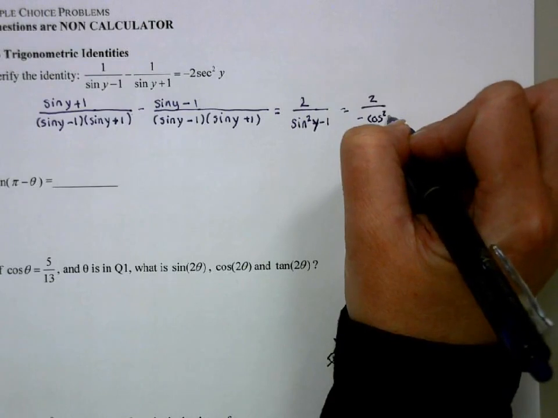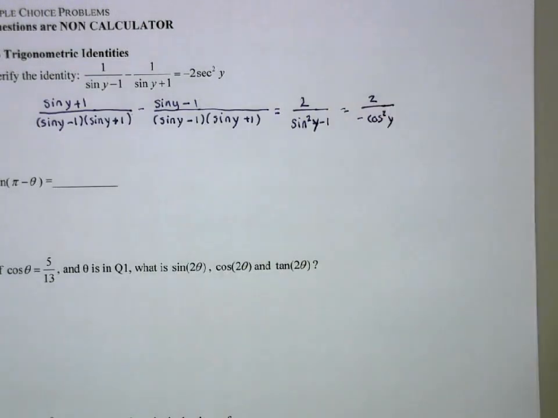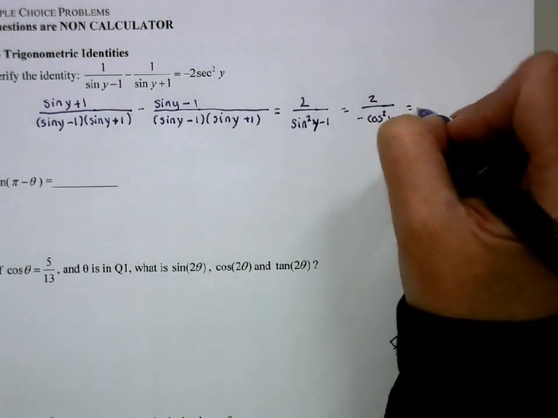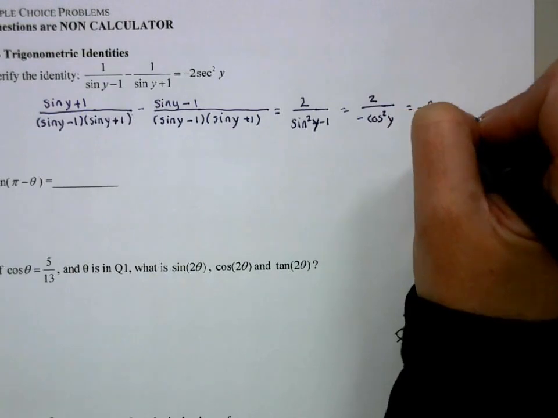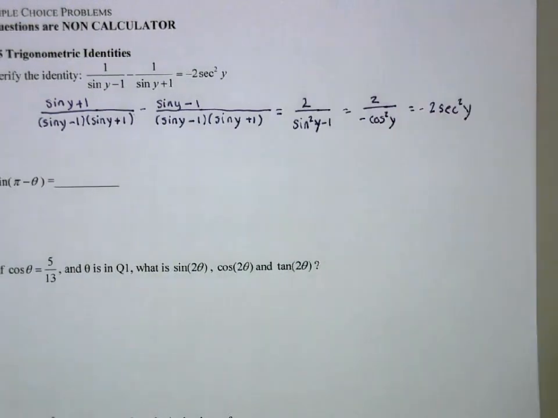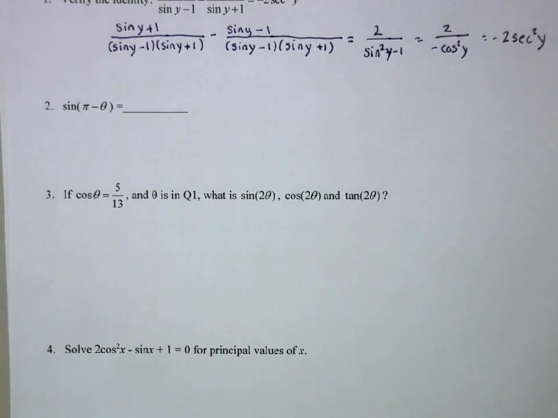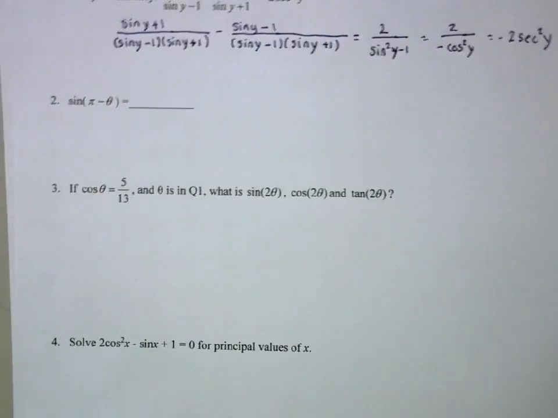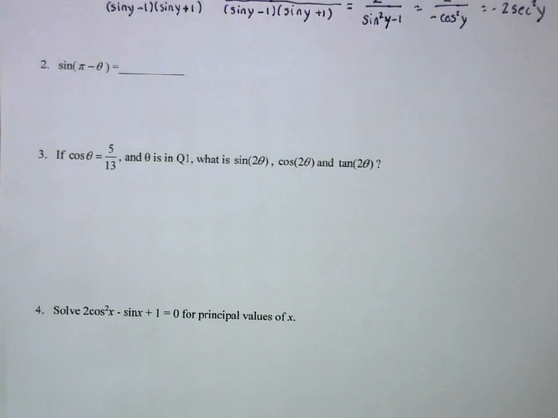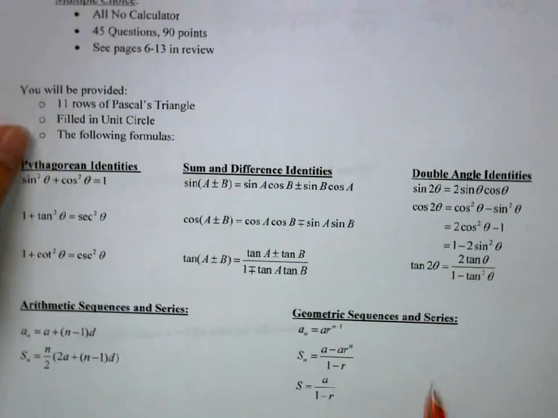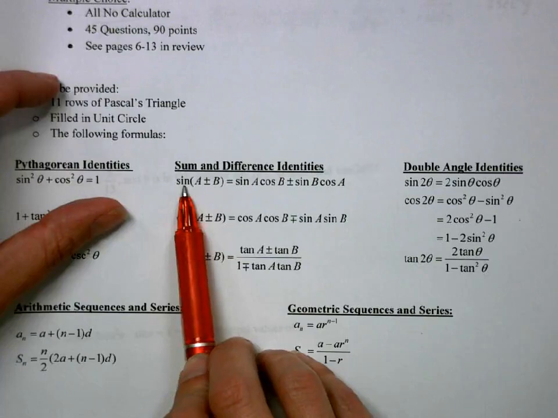Okay, which is equivalent to -2 secant squared. For the next problem and the next problem after that, we are going to be using the trigonometric identities. So on your formula sheet for this one, we're going to be using the sum and difference identities, specifically the difference for sine. Okay, so the sum and difference identities, sine A plus or minus B is this whole thing.